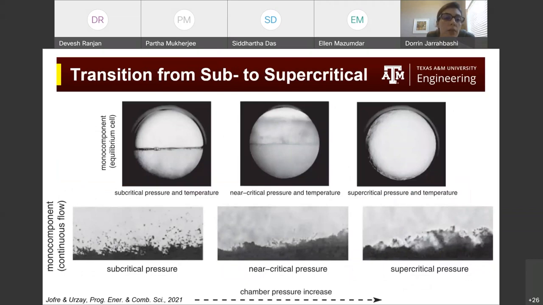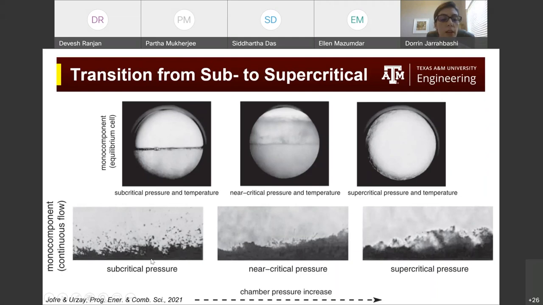If you consider a transition from subcritical to supercritical, let's first start with a monocomponent system. For example, the equilibrium cell on top shows propane at subcritical, near-critical, and supercritical conditions. At a subcritical condition, a distinct phase change is obvious in between the two. However, by moving toward the near-critical condition, that interface becomes obscure, and going to higher pressure, we totally cannot see any distinction between the phases.